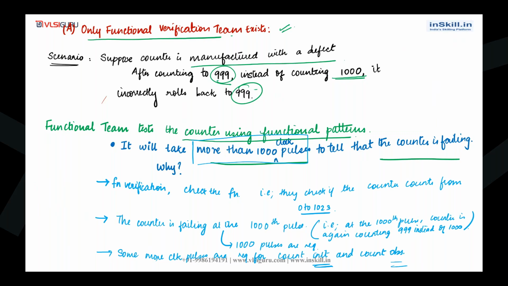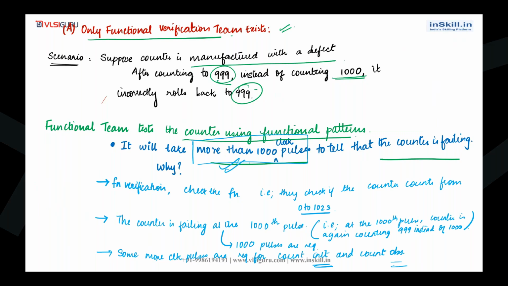The reason is that the functional verification team checks the functionality, that is, whether the counter counts from 0 to 1023 properly in this case. The counter is failing at the 1000th pulse, because at the 1000th pulse the counter is again counting 999 instead of 1000. So 1000 pulses are required, and some more clock pulses are required for counter initialization and counter observation.